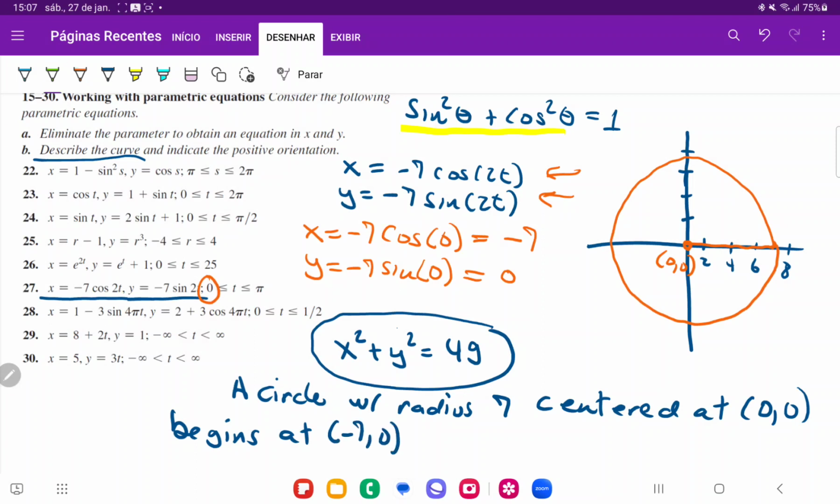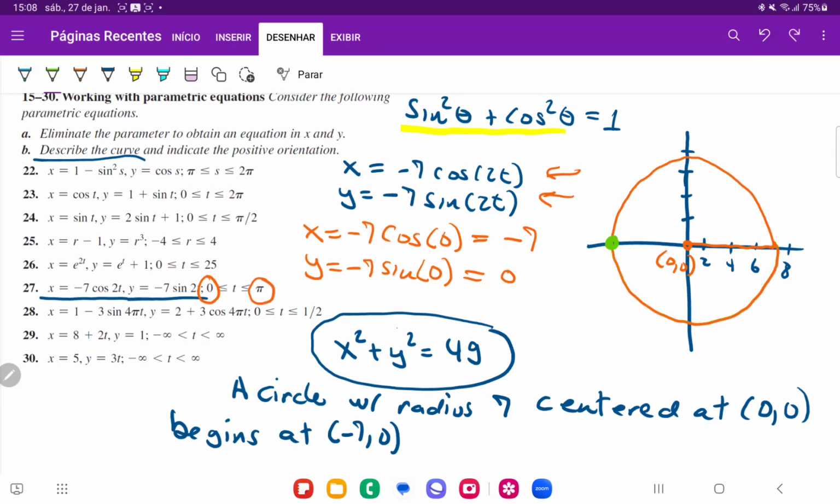So let's plot that in here. Minus 7, 0 would be over here. So that's where it starts. And now let's think about what is actually happening here. Well, t is positive, so we know that it's going to go in the positive orientation. If t were negative, it would go the other way around. So we know that we're going counterclockwise. But where is it going to end? The end value of the boundary of t is pi. Ordinarily, if we just had x equal to minus 7 cosine of pi and y equal to minus 7 sine of pi, we would walk around a distance of pi. So we go from here all the way out to there, and we would end like so.